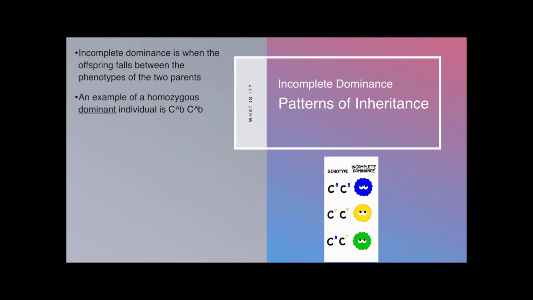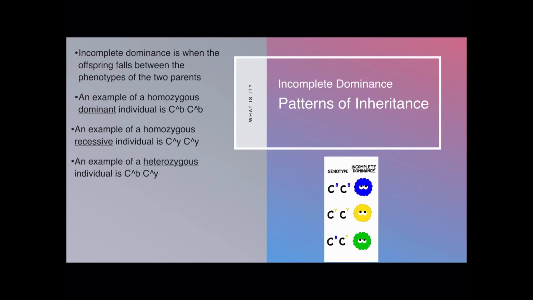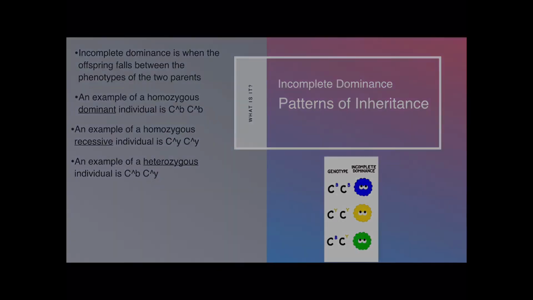CB CB would result in a blue puffball as shown in the top right corner example picture, and this is the homozygous dominant allele. CY CY would result in a yellow puffball as shown in the middle right side of the example picture, and this is the homozygous recessive allele. CB CY would result in a green puffball, which is a mixture of the 2 colors as shown in the bottom right corner of the example picture, and this is the heterozygous offspring.